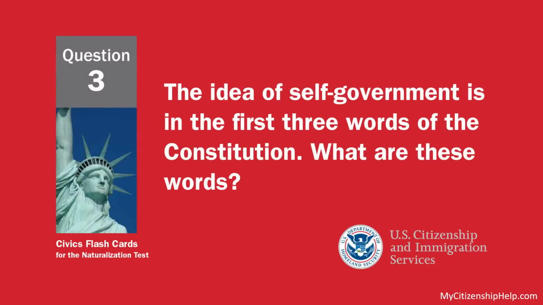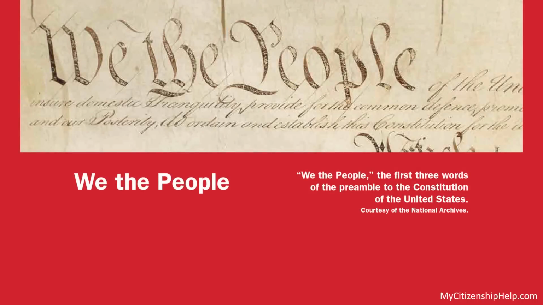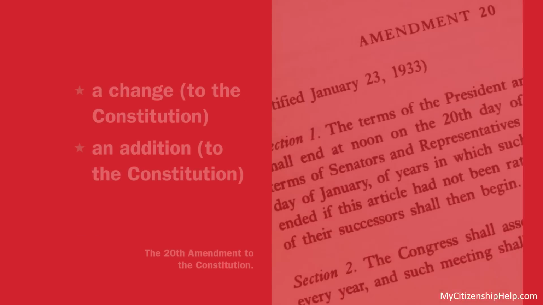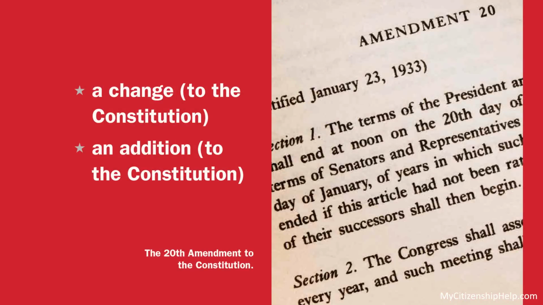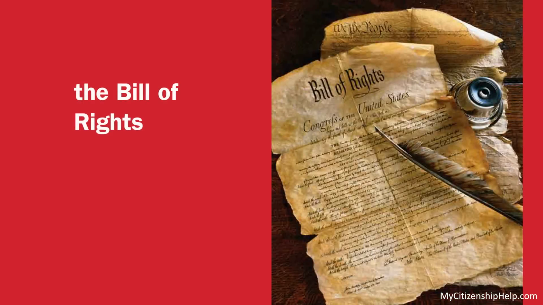The idea of self-government is in the first 3 words of the Constitution. What are these words? We the people. What is an amendment? A change to the Constitution. An addition to the Constitution. What do we call the first 10 amendments to the Constitution? The Bill of Rights.